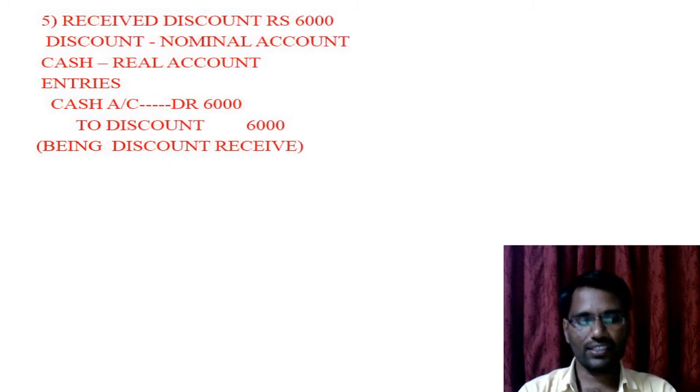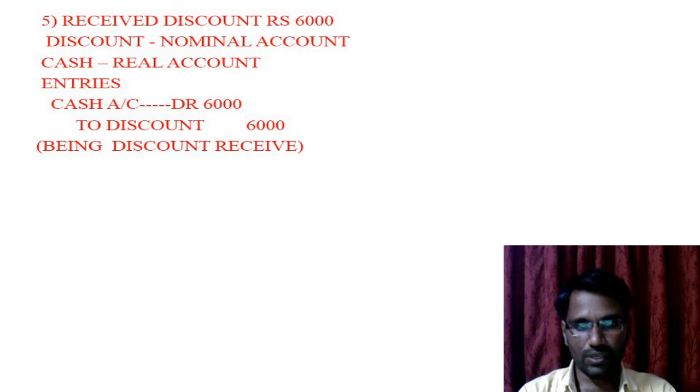The last transaction is number 5, received discount rupees 6,000. Discount is also a nominal account, and discount is received in the form of cash. So cash is a real account. Therefore, in this transaction there are two accounts, one is the discount account and the second is the cash account.